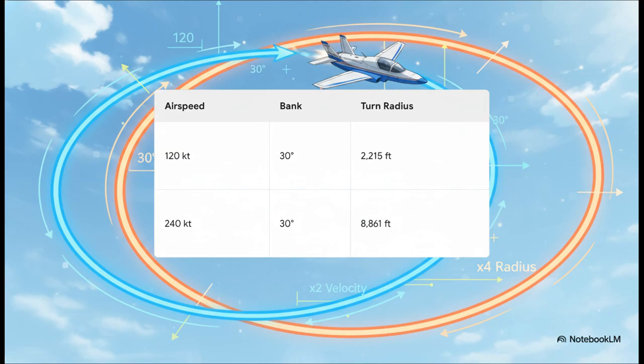Let's run those numbers. At 120 knots with a 30-degree bank, your turn radius is 2,215 feet. But watch what happens when we double the speed to 240 knots, keeping that exact same 30-degree bank. Because velocity is squared in our formula, doubling the speed doesn't just double the radius, it squares the multiplier. When your speed goes from 120 to 240 knots, the turn radius becomes a staggering 4 times larger, jumping all the way to 8,861 feet. Speed is a massive factor in how much sky you need to turn.